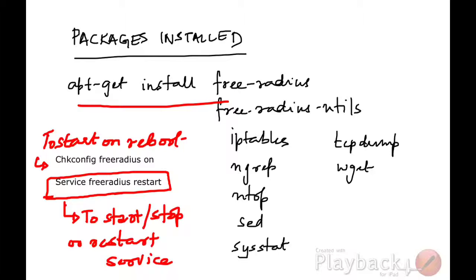Once FreeRADIUS is installed, we need to make sure that it is consistent on every reboot. So we need to put in the command chkconfig freeradius on. And then after making any changes to any of the configuration files, to start, stop or restart the service, you need to execute service freeradius restart and so on.